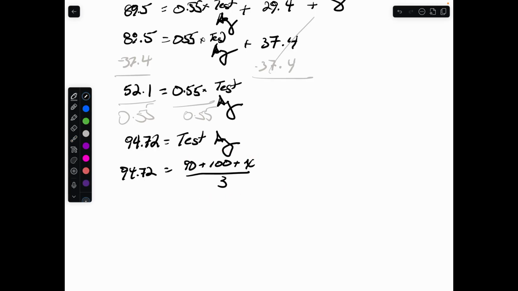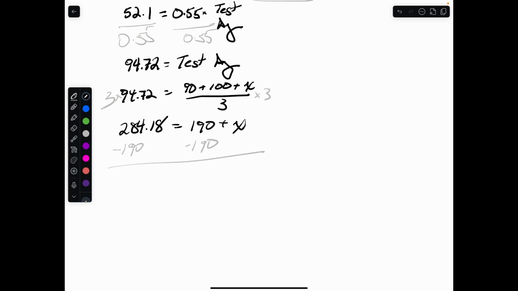And now I can solve this for x, right? Sorry, more algebra. Multiply by 3 on both sides. 3 times 94.72 is 284.18. And that's equal to, I'm going to combine these two together, 90 plus 100 is 190 plus x. So to get x by itself, I'm going to subtract 190 from both sides, and I'm going to get 94.18 for x. That is the grade that this kid needs on his final test to keep an A for the quarter.